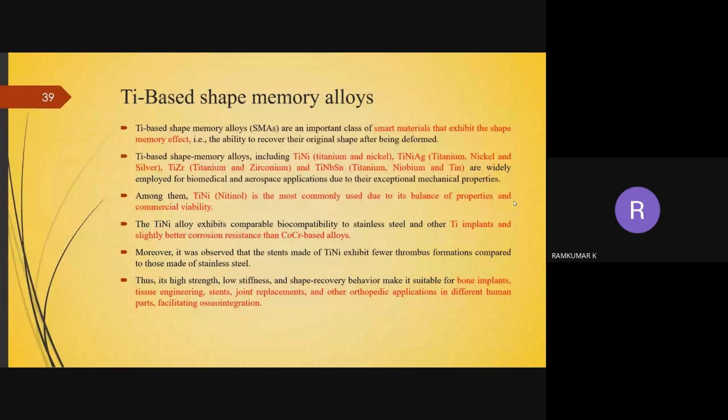So the main key features are it has a better shape memory effect. It has super elasticity, and the next one is it has a better biocompatibility. After that, it has a better corrosion resistance. So these are the key features of the shape memory alloys. These shape memory alloys are mainly used in bone implants, tissue engineering stents, joint replacements, or other orthopedic applications.